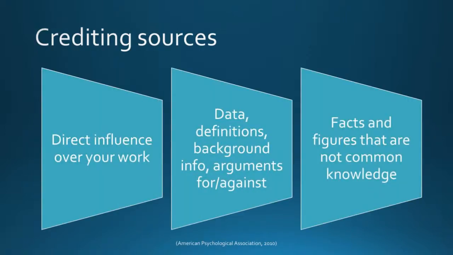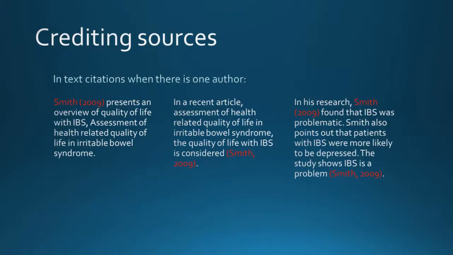When do you credit sources? If the source has had a direct influence over your work, you must cite it. If you used a source for data, definitions, background information, or in any kind of argument, you must cite it. Also, credit a source if you are using facts and figures that are not common knowledge. This last one is a little bit of a gray area, so as a general rule of thumb, when in doubt, cite the source. This slide shows examples of in-text citations for a resource with one author.